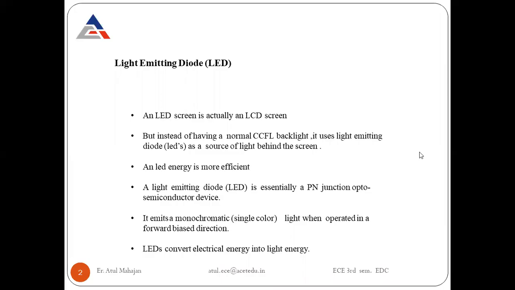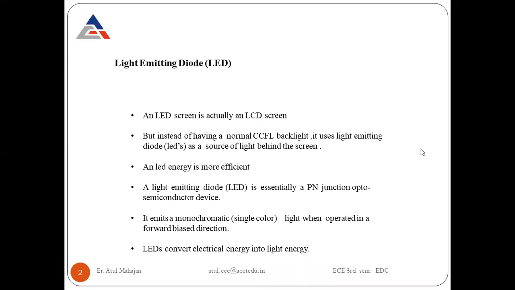So light emitting diodes are essentially PN junction diodes, or opto semiconductor devices. They are also known as optoelectronic devices. Why are they known as optoelectronic devices? Because they produce the energy in the form of light. And when we talk about optics or opto, that means we are talking about light. They take electrical current, but the output energy is always in the form of light and heat.